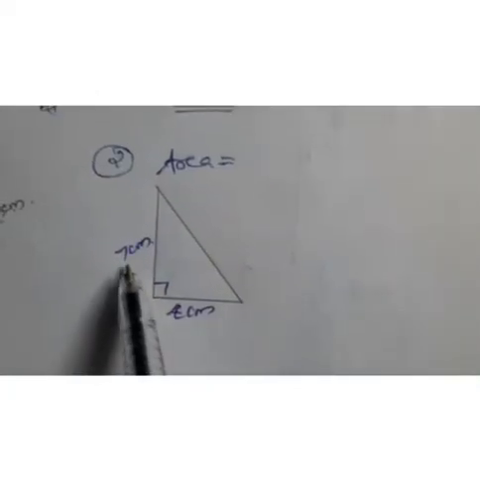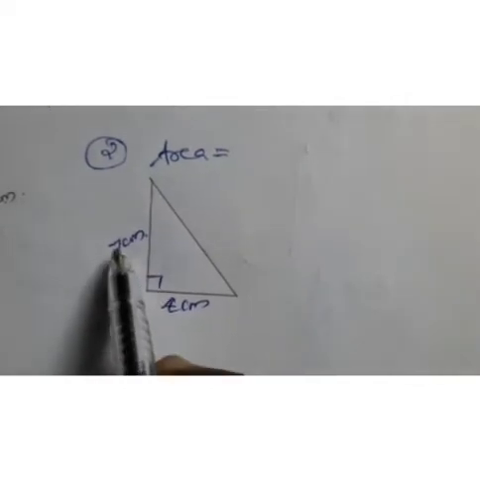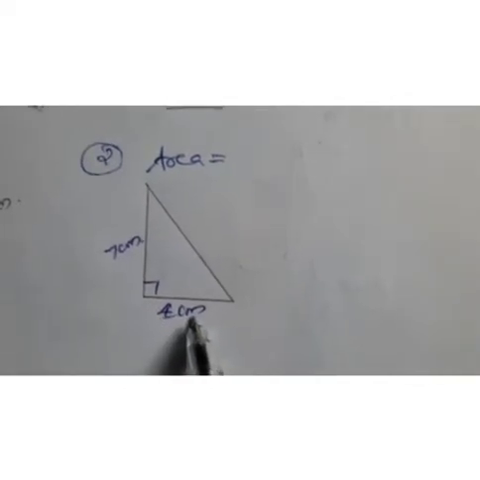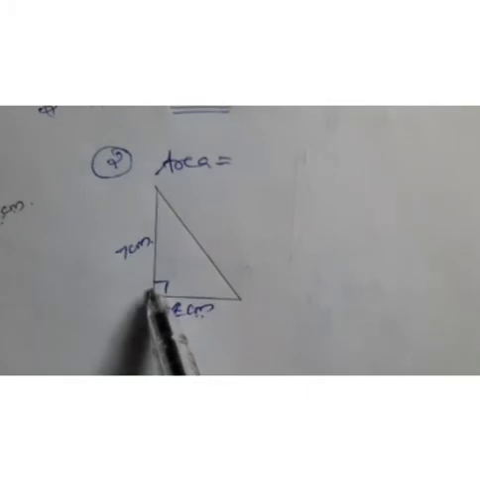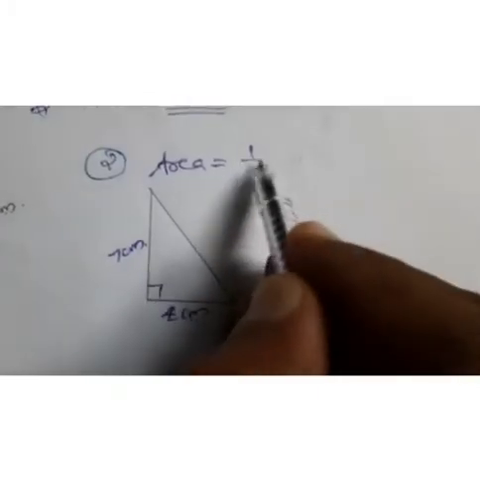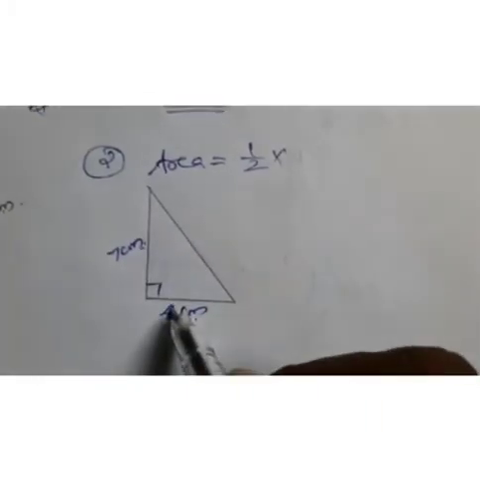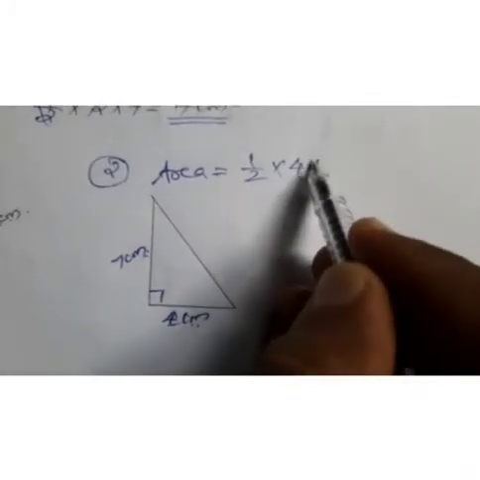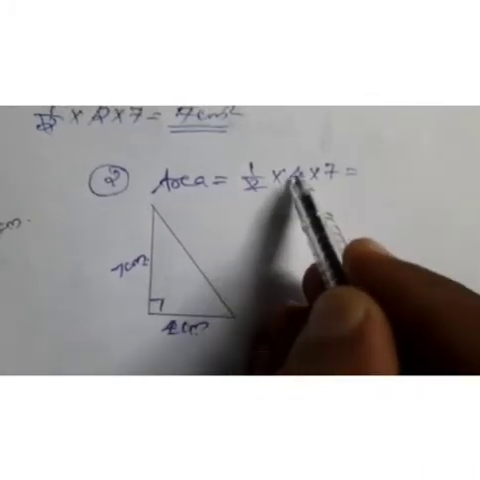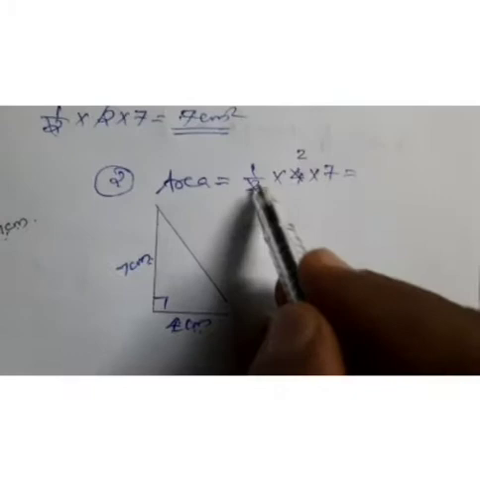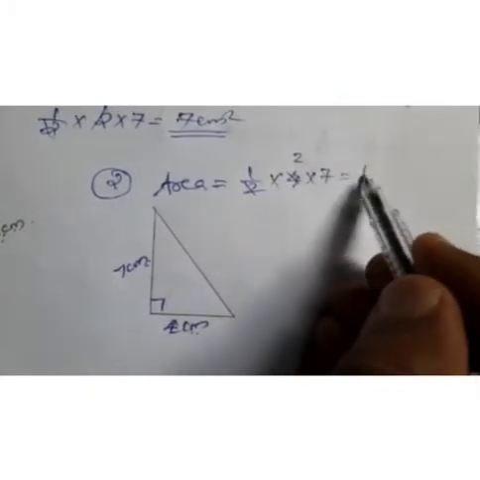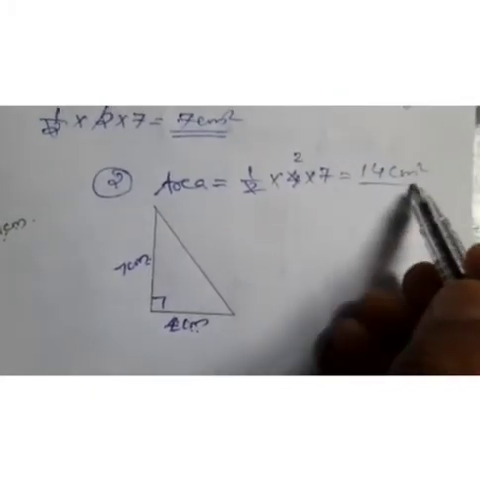Second triangle, same 7 centimeter and 4 centimeter is the base. Here is the base and here is the height. So product of two perpendicular sides, 4 into 7. 4 and 2 should be cancelled. You get 2 again. 2 2s are 4. So 7 2s are 14 centimeter square.